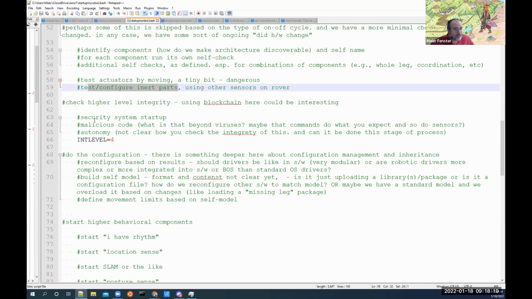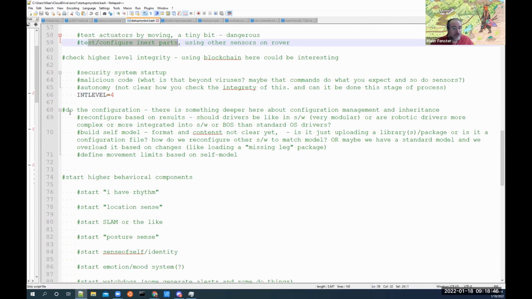We have some sort of security system, obviously. We look for malicious code. We check to see that the autonomy is working. Again, I don't know what that means, but it seems that we need to do it. Now that we know what the configuration is, and we know that the robot is all there, hardware and software, we have to do the configuration.